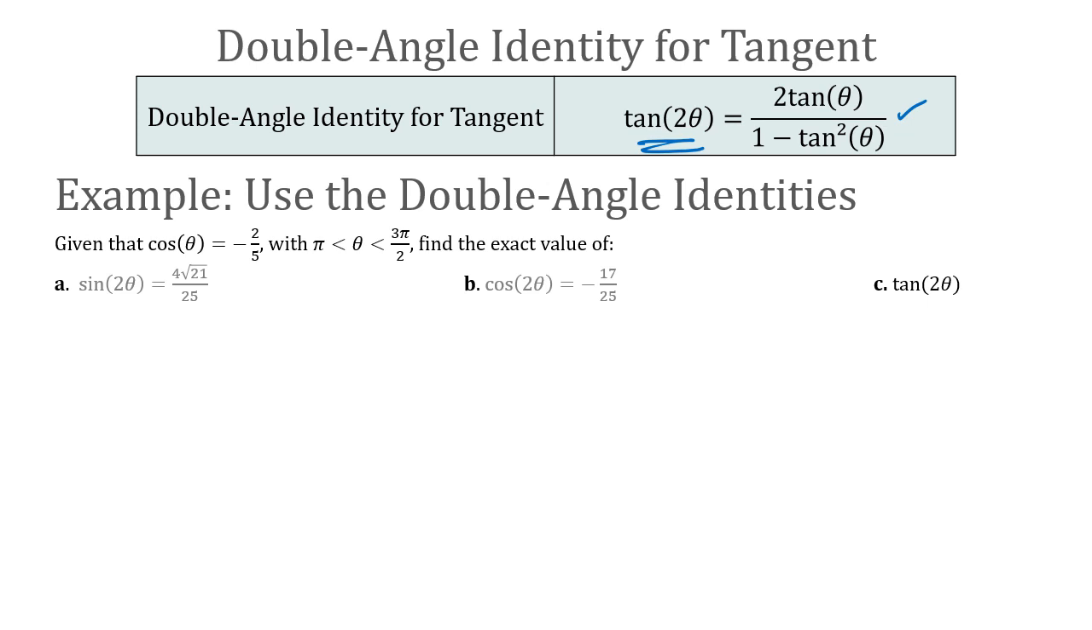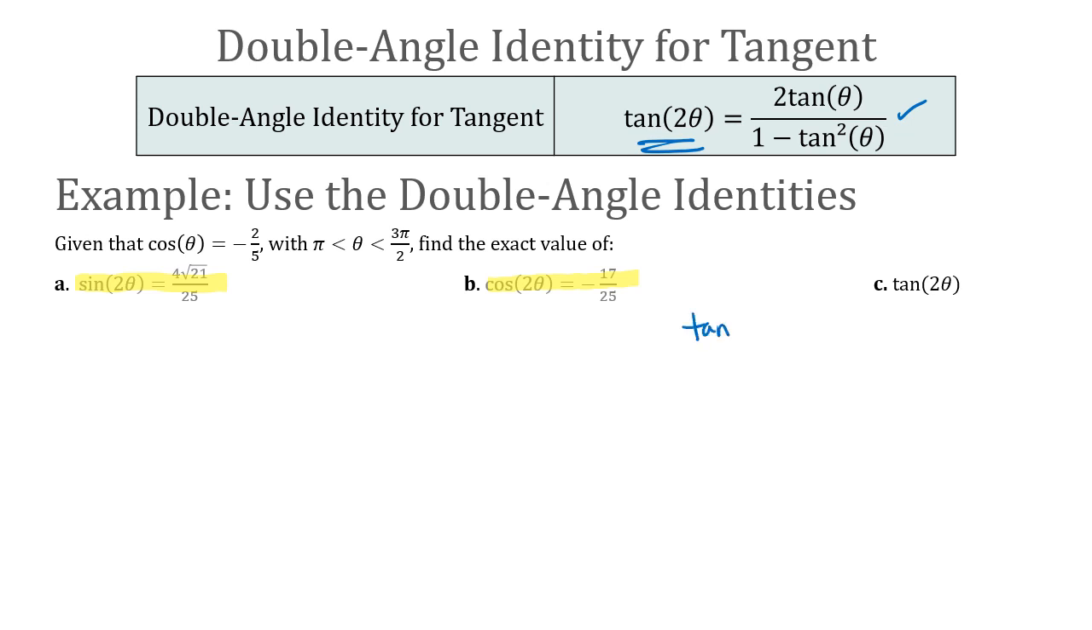All right, now this is the same example that we saw previously, and we already calculated this. So the sine of 2 theta is equal to 4 times the square root of 21 over 25. If you go back and look at your notes, I think you'll agree that that's what we came up with. And then we also came up with the idea that cosine of 2 theta is equal to negative 17 over 25. So we're just going to continue this now and say, okay, well, if that's true, what is the tangent of 2 theta?